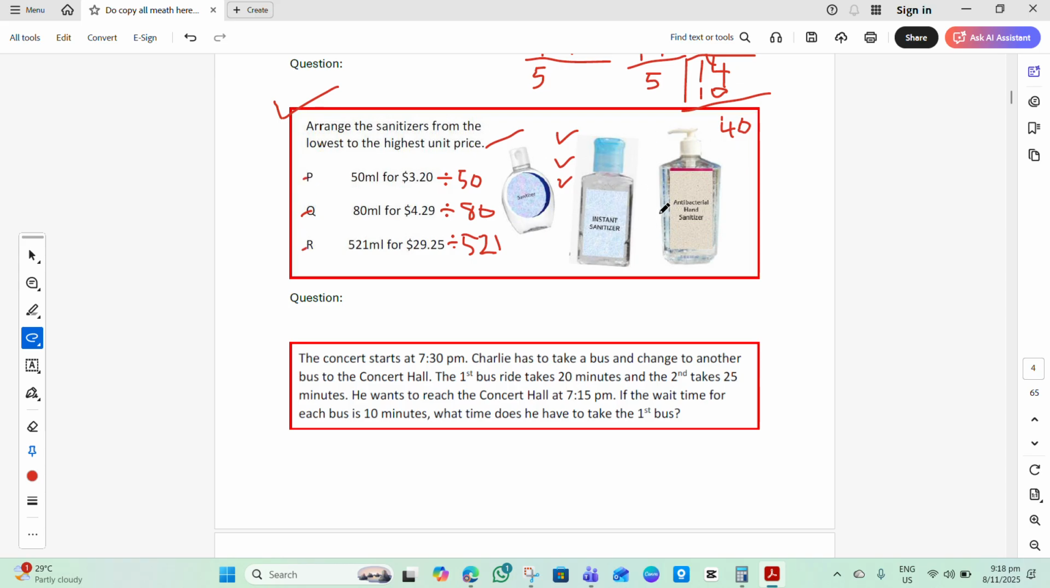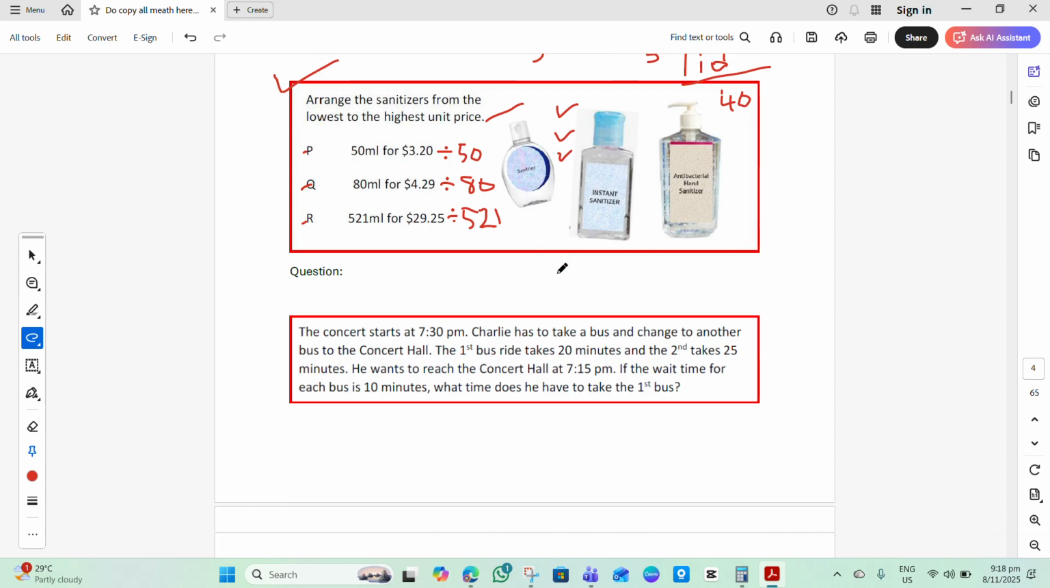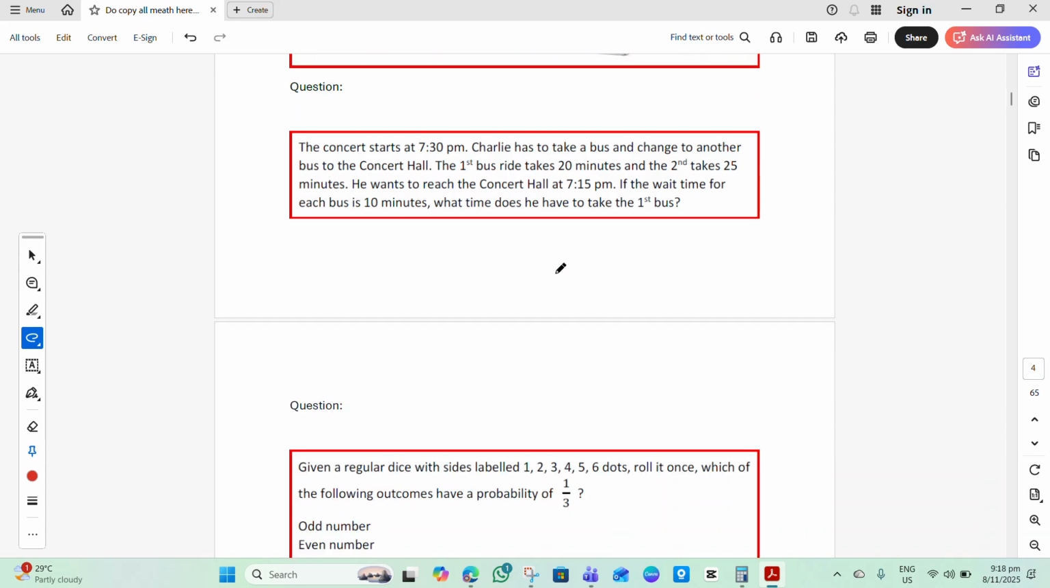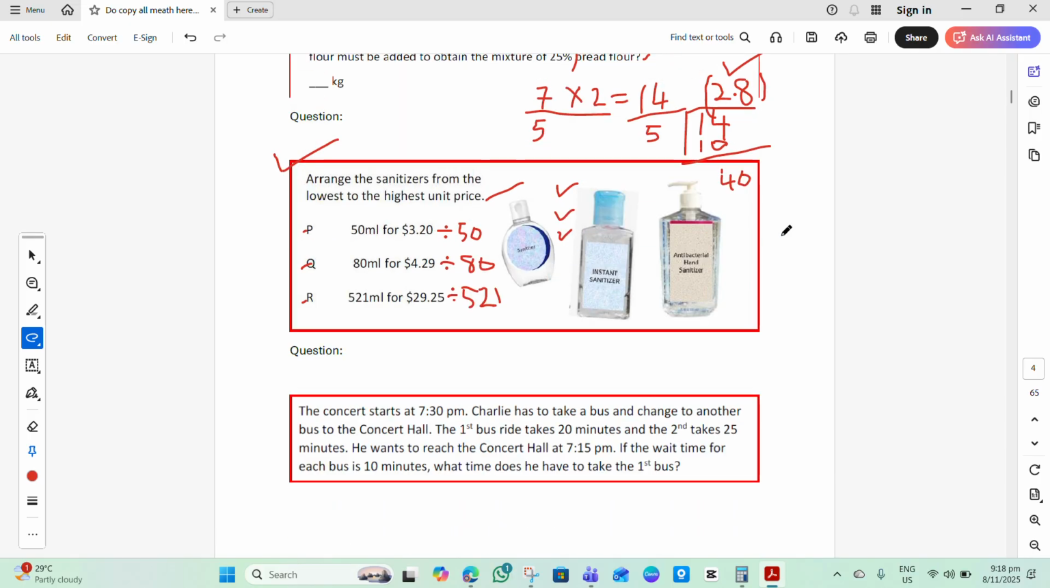Okay, clear? I made it a bit short, because if I explain all the details, we will never finish all the notes. All right.